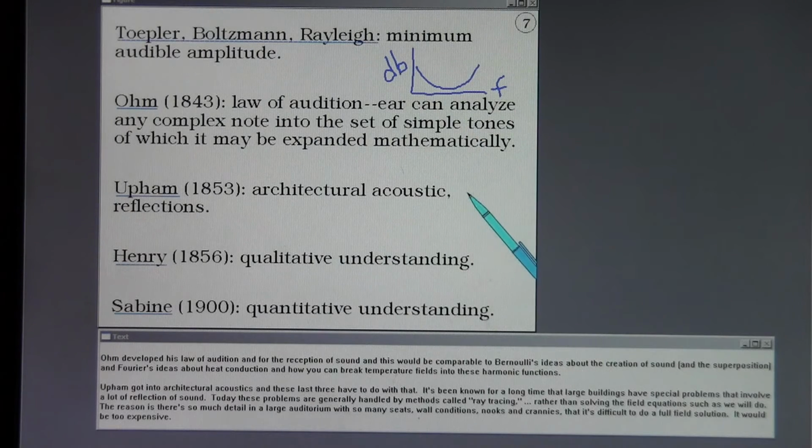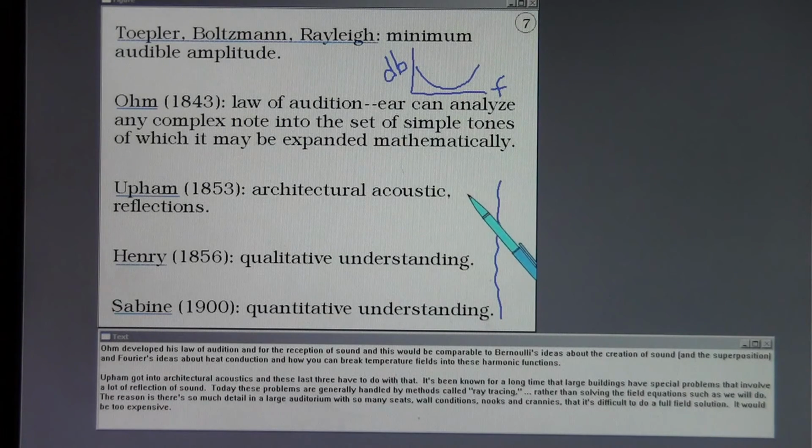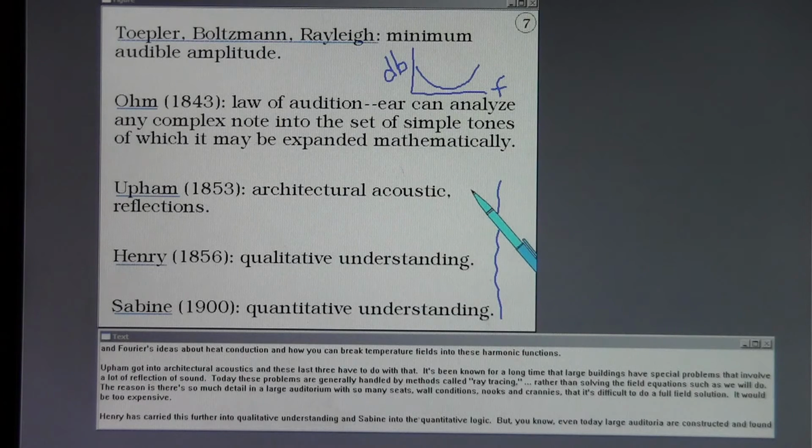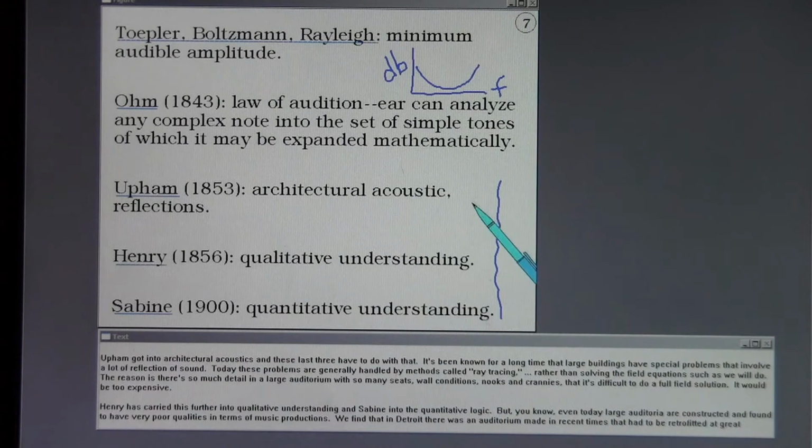Upham got into architectural acoustics, and these last three have to do with that. It's been known for a long time that large buildings have special problems. It involves a lot of reflection of sound. Today, these problems are generally handled by methods called ray tracing, rather than solving the field equations. The reason is there's so much detail in a large auditorium with so many seats and wall conditions and nooks and crannies that it's difficult to do a full field solution. It would be too expensive.